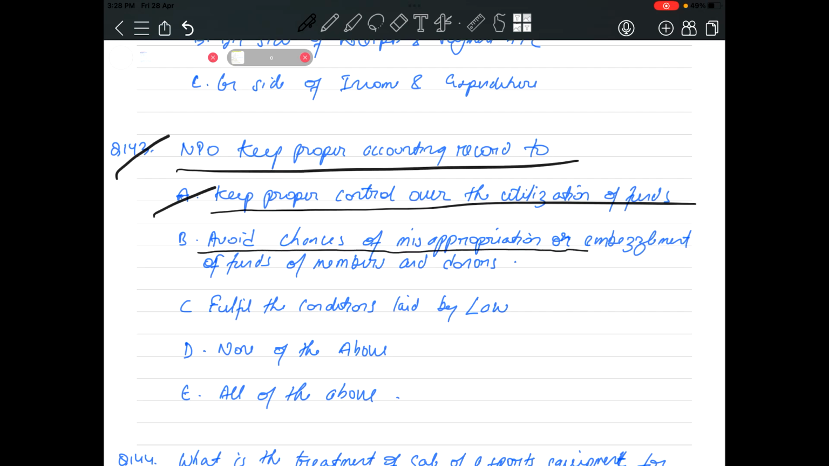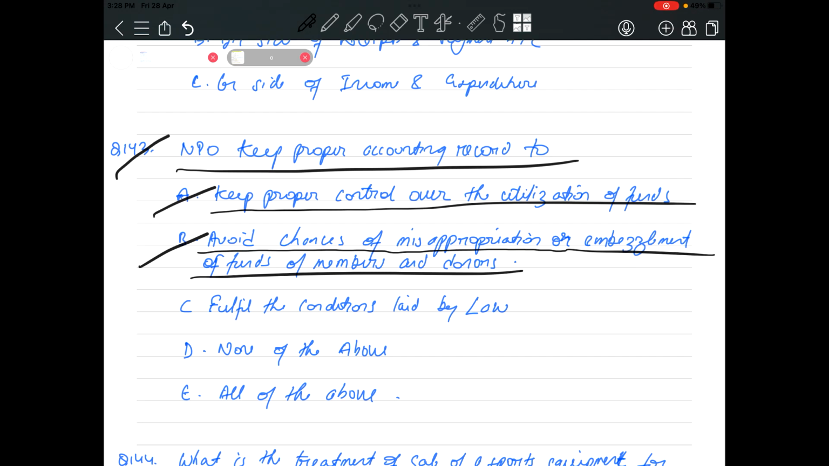Now see point number B. Avoid chances of misappropriation or embezzlement of funds of members and donors. There can be misappropriations, and embezzlement means theft. Say for example the person who is in charge of the fund misuses the fund. To stop this kind of activity, proper maintenance of books is important. So point number B is also very valid.